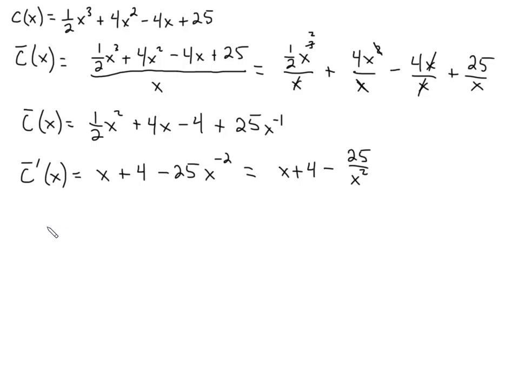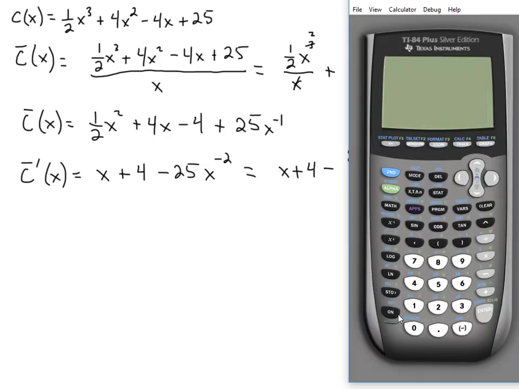The next thing it asks us to do is find where this is equal to 0, and it says to use a calculator to do that. So let's go ahead and bring out the calculator to see how that works. What you need to be sure and do is enter in the marginal average cost function. So enter it like this as y1.